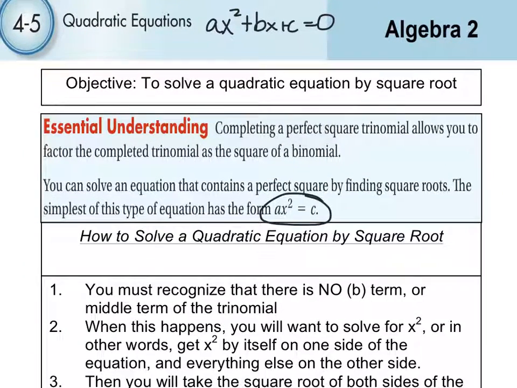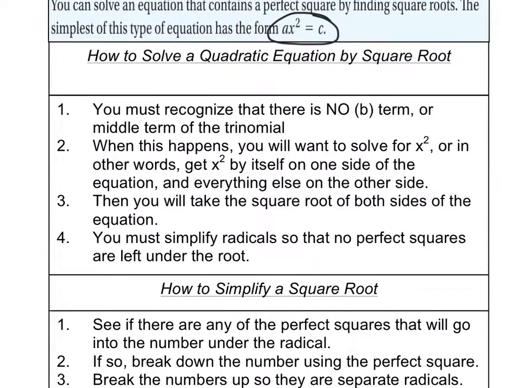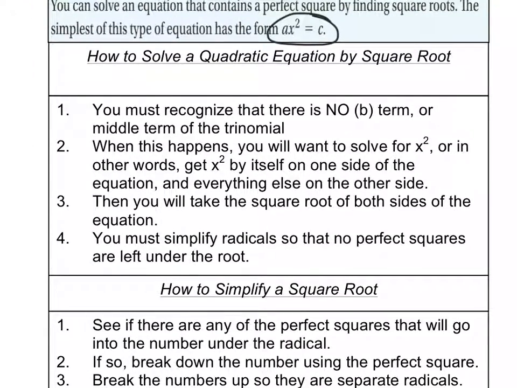Anytime there's no x value, we can solve an equation using square roots. So here's kind of the steps we are going to look at using to solve by square roots. So first, you got to recognize that there's no b term, there's no middle term of the trinomial. If there's no middle term, then you can just get x by itself. That's what we're going to do. When this happens, you want to solve for x squared, or in other words, get x squared by itself on one side of the equation, everything else on the other side.